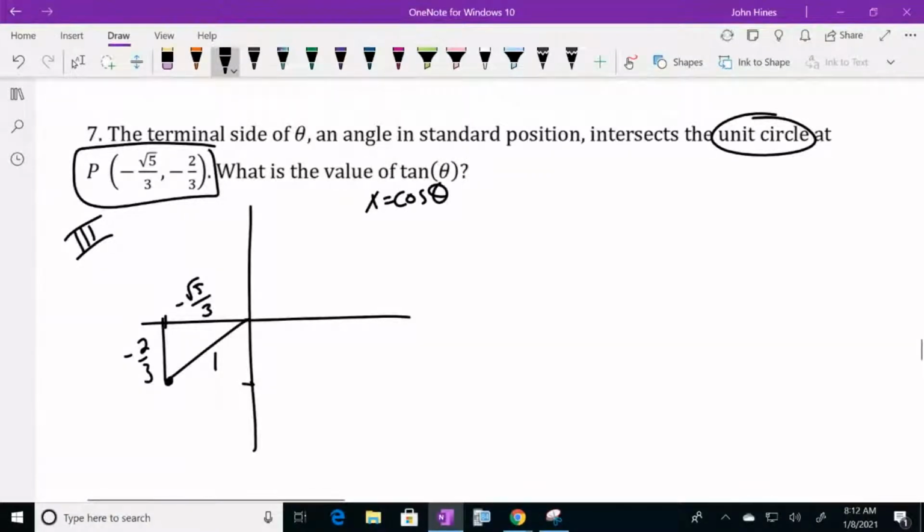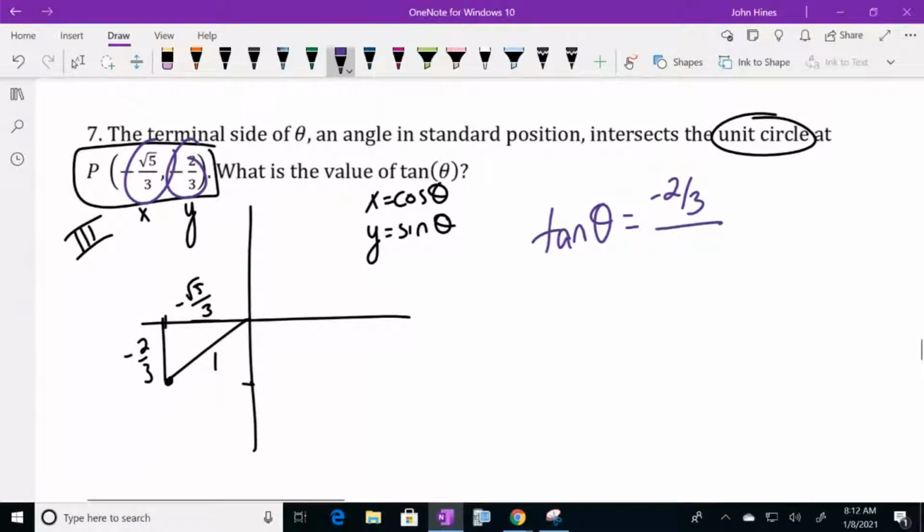Only when I'm in the unit circle, x is cosine and y is sine. So I can look at this here and say, well, that's my x and that's my y. So it's sine over cosine. The tangent of theta equals sine over cosine. So I end up getting what? Sine over cosine: -2/3 over -5/3.